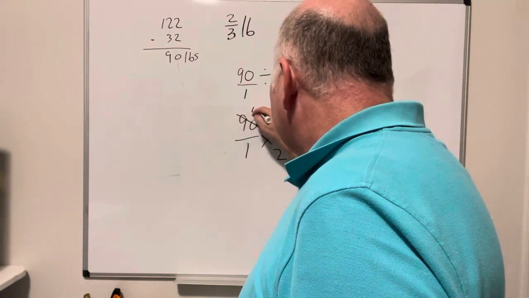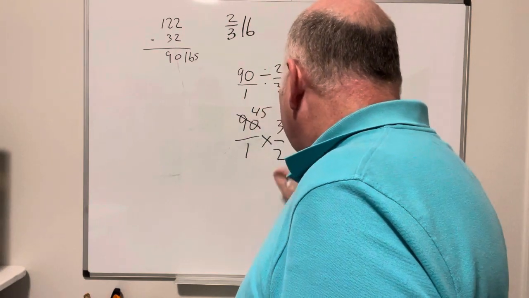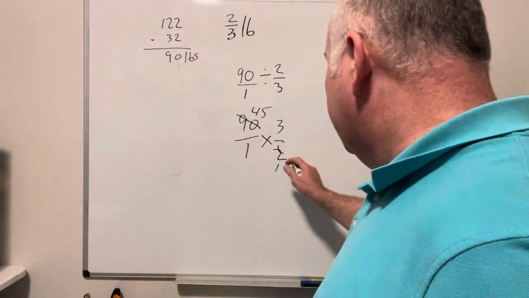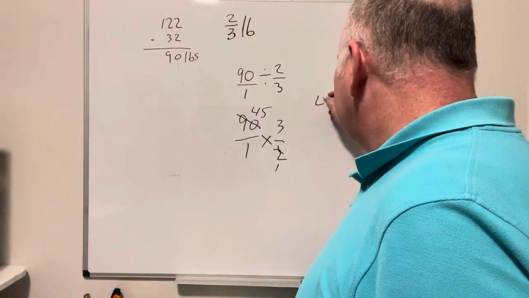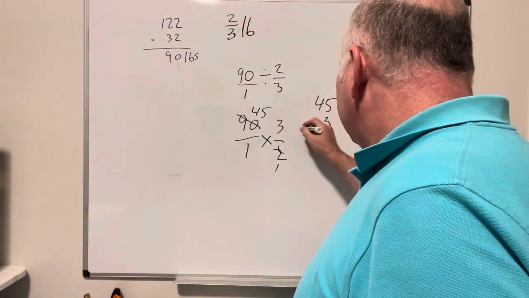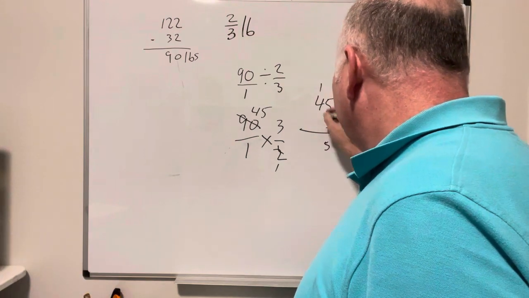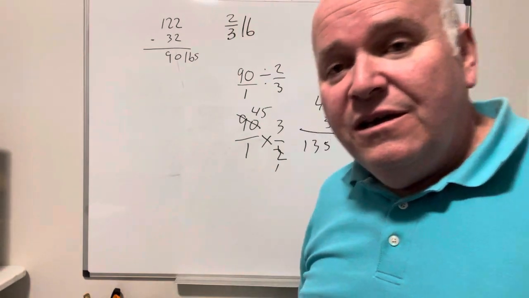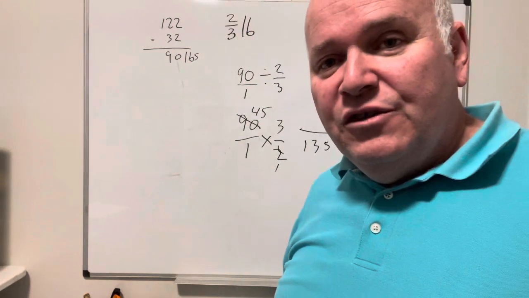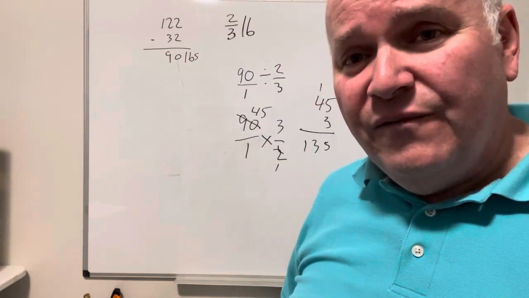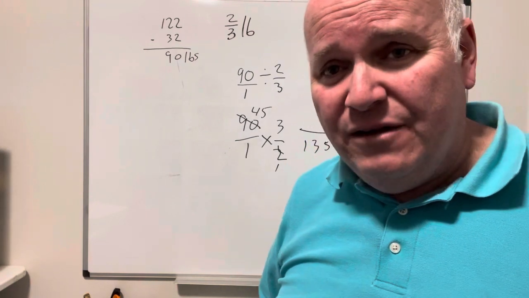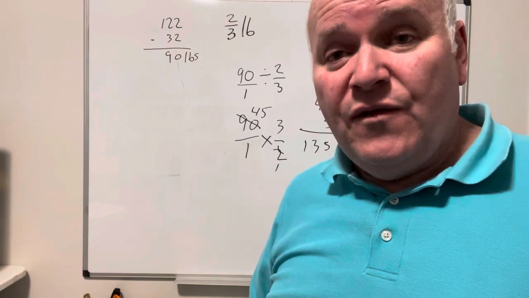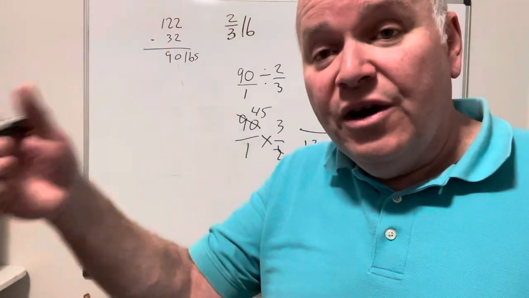Well, I can reduce that to 45, and this down to 1. And now it's just 45 times 3. 5 times 3 is 15, 3 times 3 is 9, plus 1 is 10, so 135. That's how many fittings are in that box weighing 122 pounds. The box is 32 pounds, so the fittings themselves total 90 pounds. And because each fitting is 2/3 of a pound, not a pound, there's actually 135.